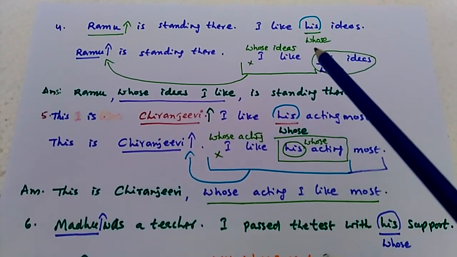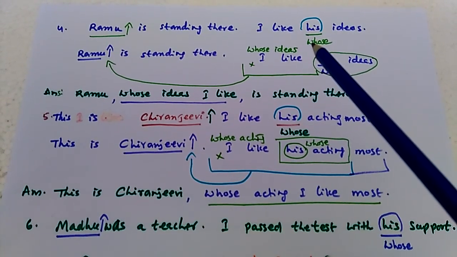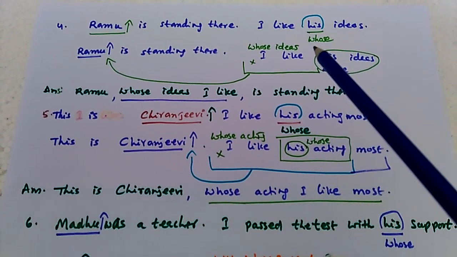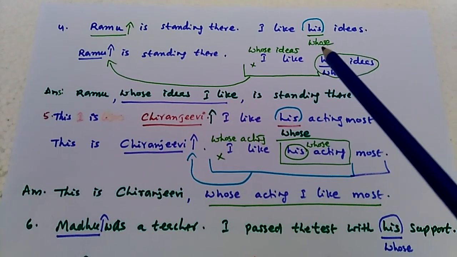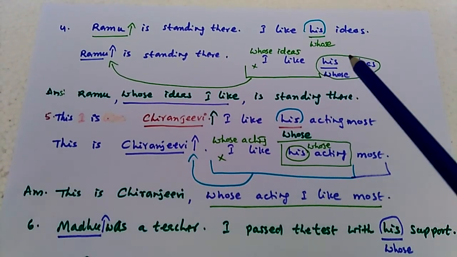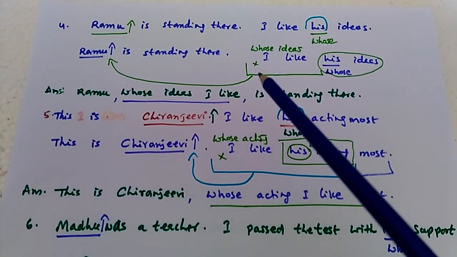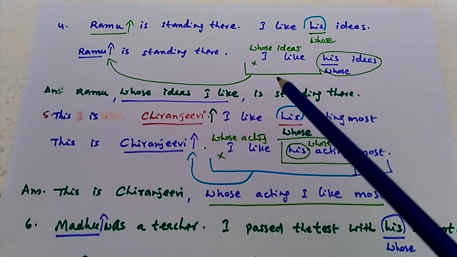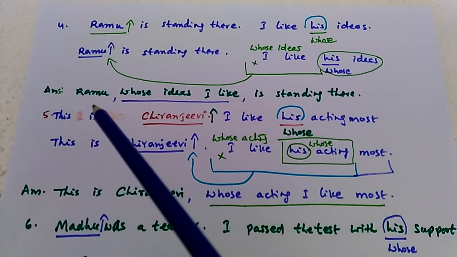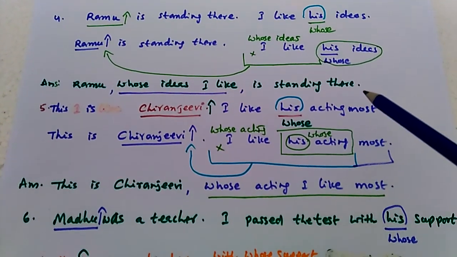There we have to write whose, because for his, my, our, your, like that possessives we use whose. So his is removed, and in that place whose is to be written. And this whose plus this noun is to be brought to the front of the sentence. And his ideas has been removed, and whose plus ideas were written here. And after that the entire sentence is to be taken to the place where the arrow mark is kept. So the answer will be Ramu, whose ideas I like, is standing there, will be the right answer.